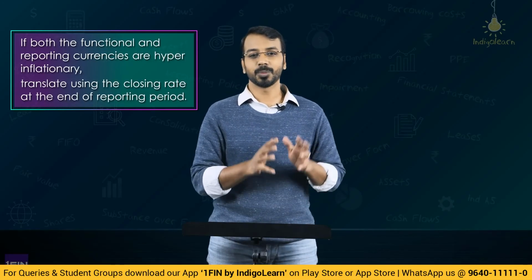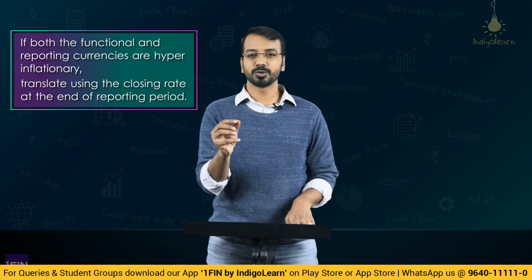So, when I mentioned that if both the currencies are currencies of a hyperinflationary economy, then assets, liabilities, income, expenses, everything will be translated using the closing rate at the end of the reporting period. So, even the comparative will be translated using the closing rate at the end of the reporting period. Now, I will not get into too much detail on this aspect because Ind AS 29 is anyway not a part of your syllabus, and even if questions are asked, it will be just to test your basic concepts. Nothing complicated is expected from this aspect.